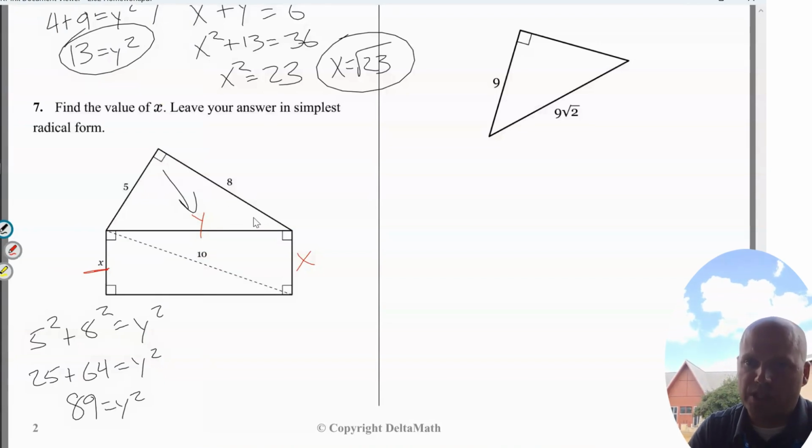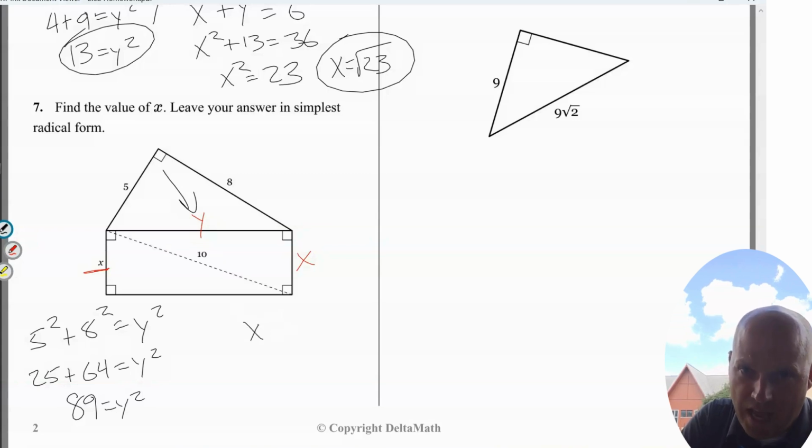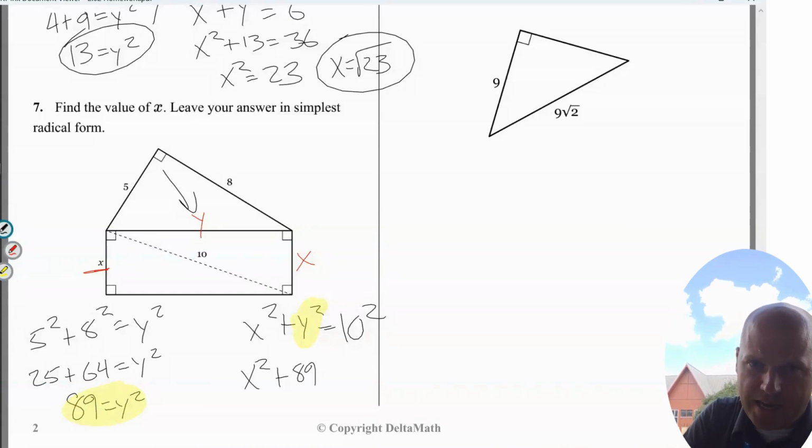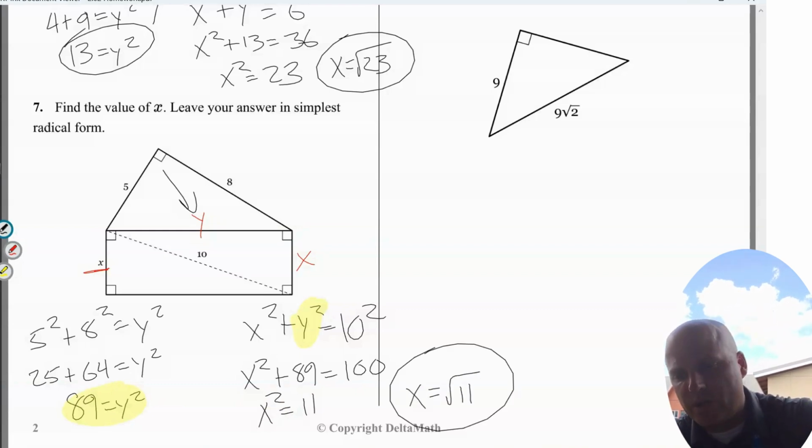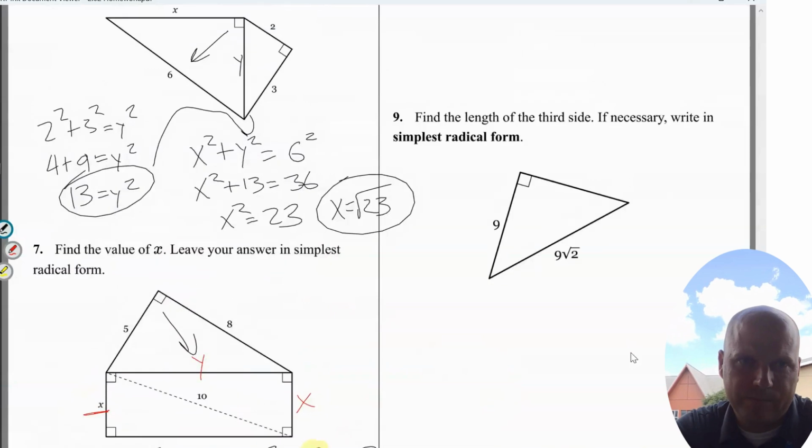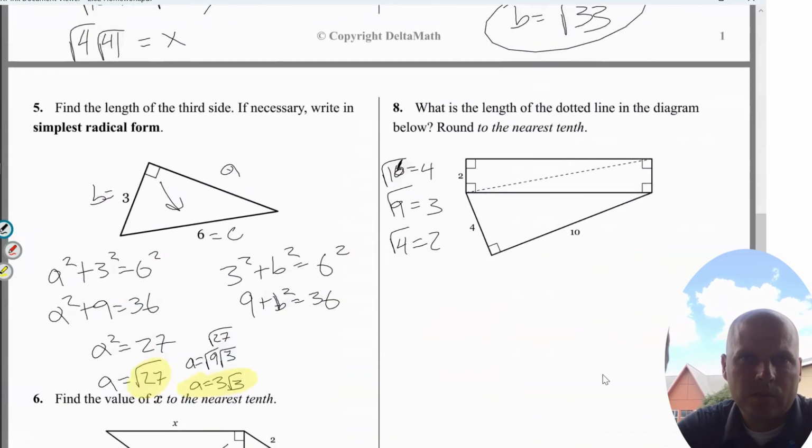And honestly, we should be leaving this whenever you're using two triangles on the Pythagorean theorem. Watch how you'd say x squared plus y squared equals 10 squared. Oh, well, I know what y squared equals. Y squared equals 89. Should have done this earlier. So x squared plus 89 equals 100. X squared equals 11. X has to equal the square root of 11. Can I simplify this? Well, does 4 go into it? No. Does 9 go into it? No.